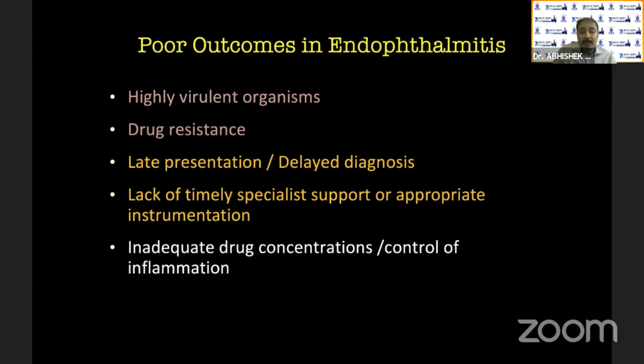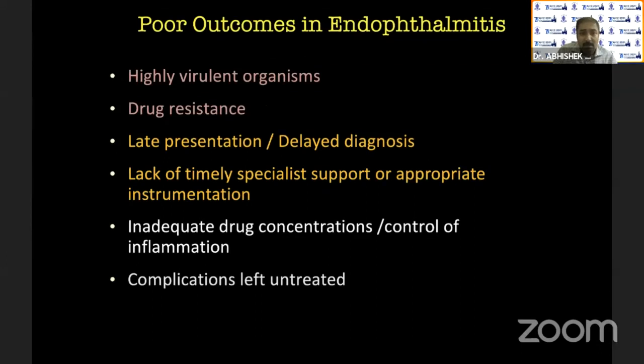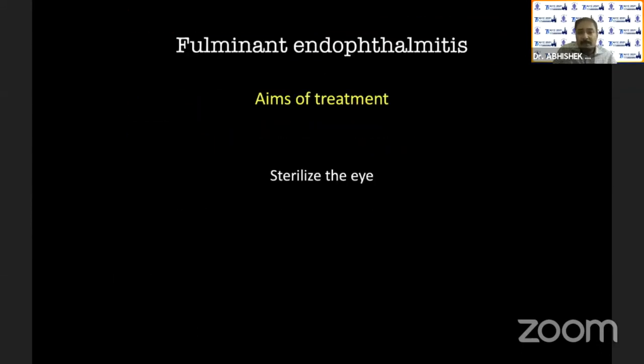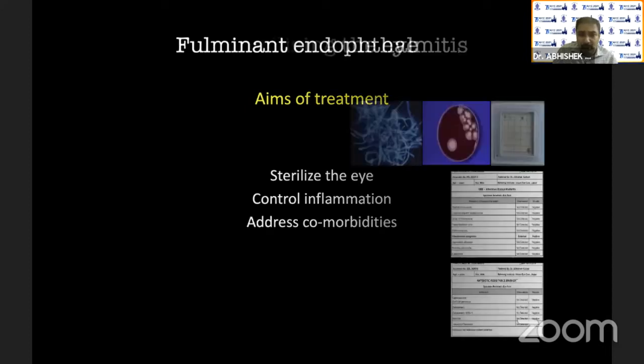A lot of times, inadequate drug concentrations or control of inflammation and the associated complications present along with the endophthalmitis can also cause trouble. Now, the aims of treatment are: number one is to sterilize the eye, number two is to control the inflammation, and number three is to assess the comorbidity. We'll be looking at that now.